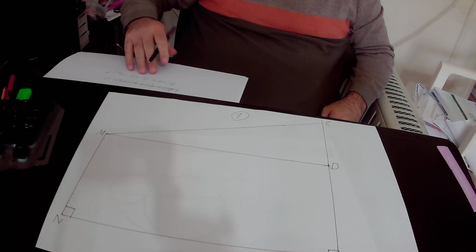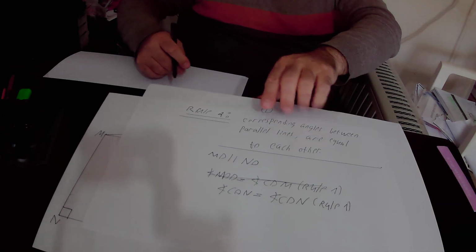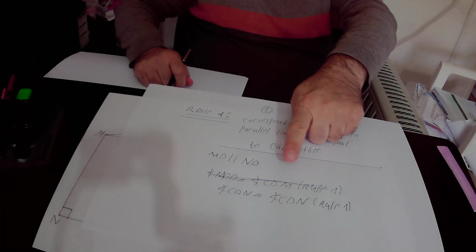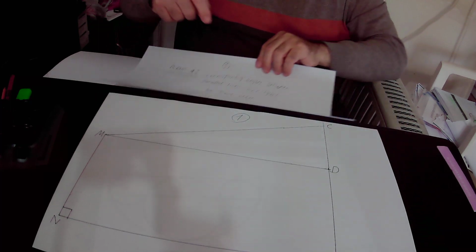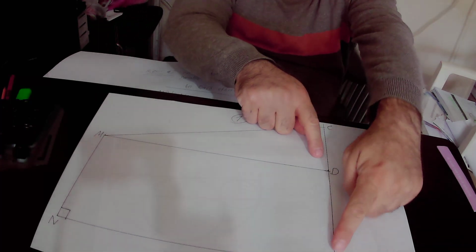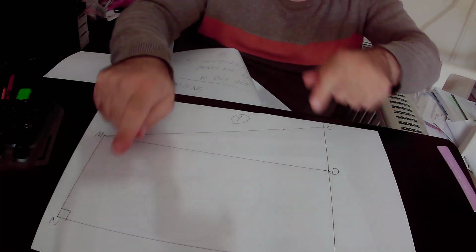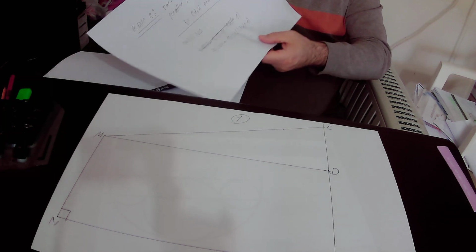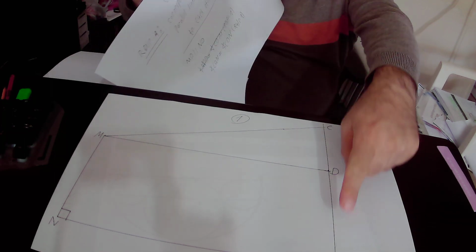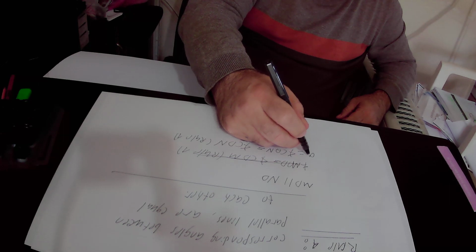I'll repeat again, angle CON equals angle CDN because those angles are corresponding angles that are located between the parallel lines MD and ON, therefore they are equal to each other. But we know that angle CON is a right angle, it equals 90 degrees.